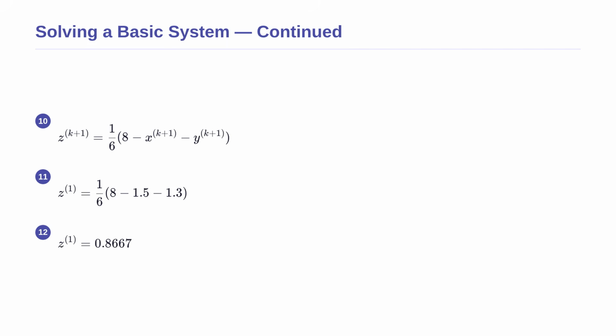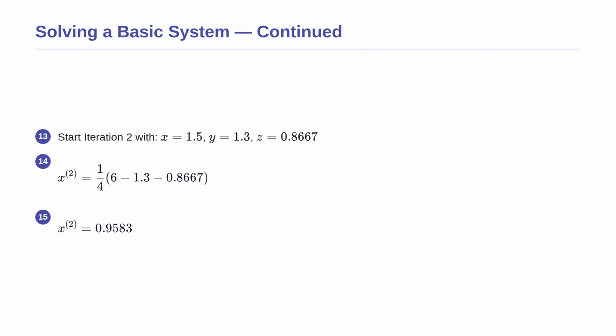This is the rearranged formula for our third and final variable, z. It is the luckiest equation because it gets to use the fresh, highly accurate numbers for both of the previous variables. We plug in the new values of 1.5 for x and 1.3 for y. We subtract these numbers from 8 to find the final numerator and divide by 6. This gives us 0.8667. We have now completed the first full round of calculations.